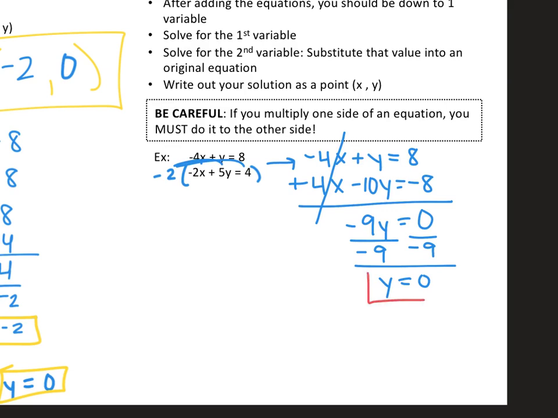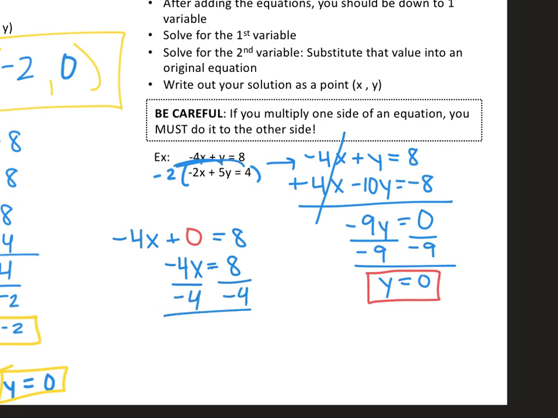So we're going to take that y equals 0 and substitute it back in now to either equation, and we're going to solve for x. So I'm going to do the first equation. We're going to do negative 4x plus, and this is where we're putting that 0 instead of the y, equals 8, which is just negative 4x equals 8. And if we solved, we're going to divide by negative 4, we would get x is equal to negative 2.